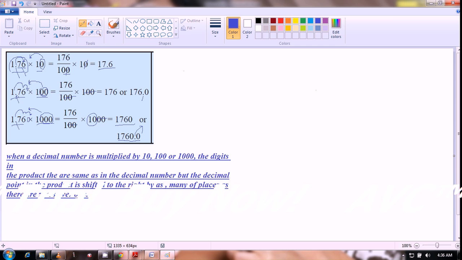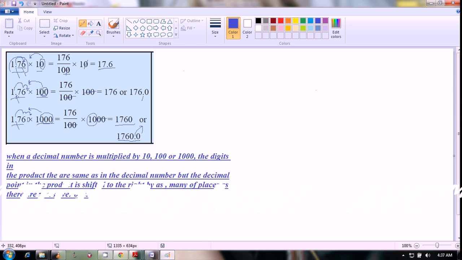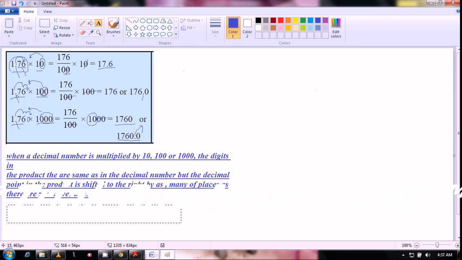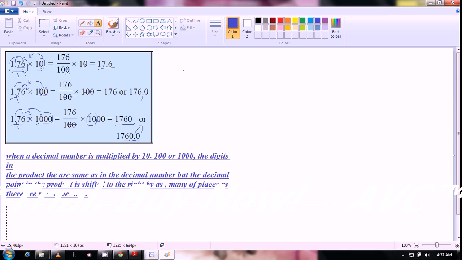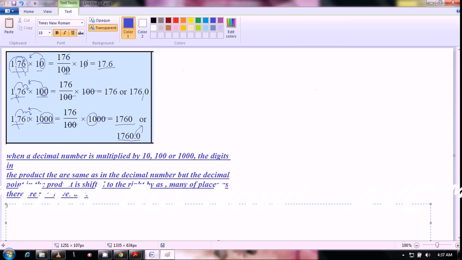So we can finally conclude in this statement I have written here: when a decimal number is multiplied by 10, 100 or 1000, the digits in the product are same as in the decimal number, but the decimal point in the product is shifted to the right by as many places as there are zeros over 1. So if you have understood it, definitely you will have understood it. We will take certain examples.